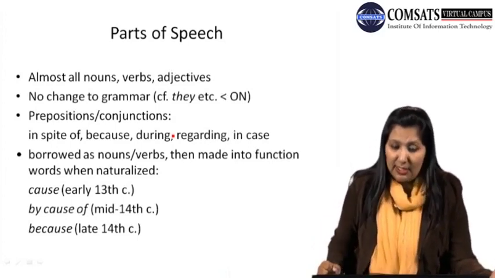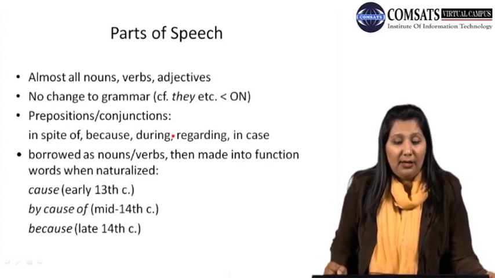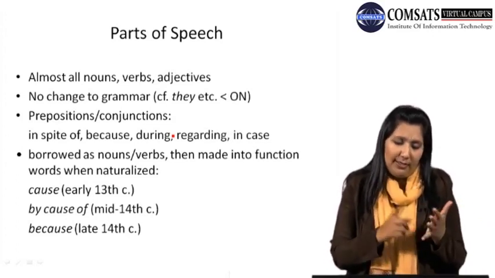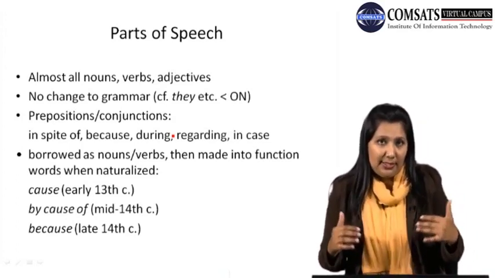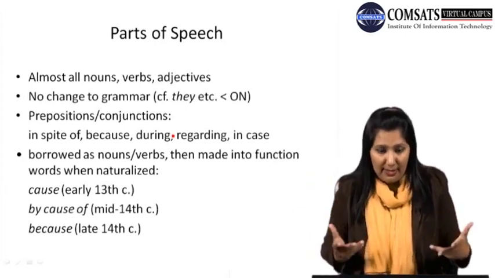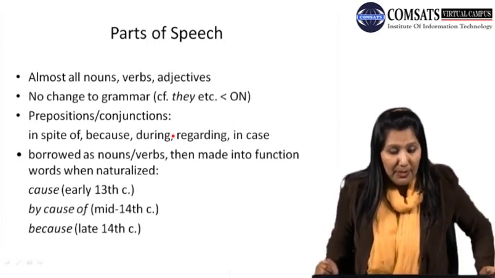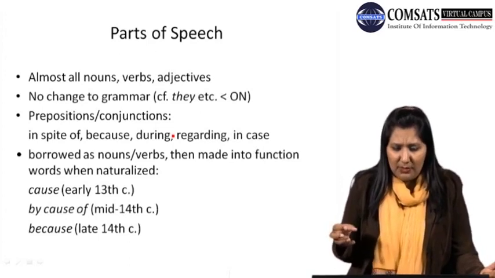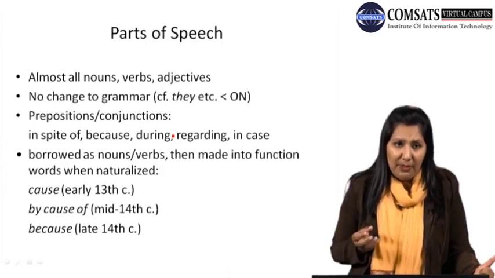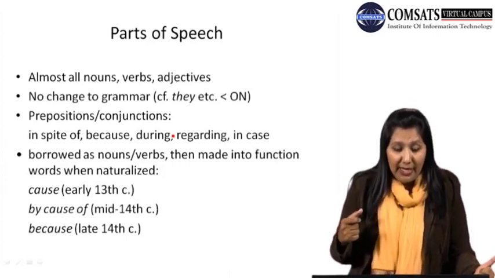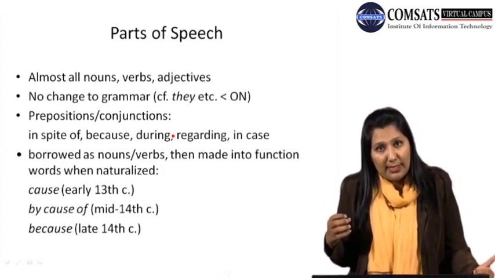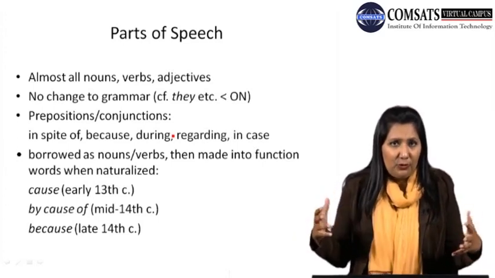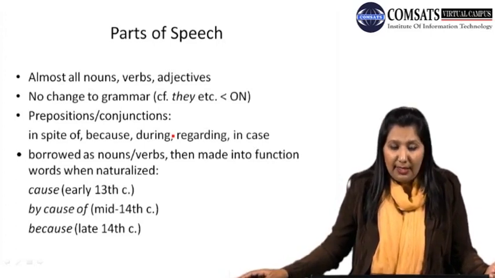Almost all nouns, verbs and adjectives that we see in the Middle English period, there is no change of grammar. A little change is there, but not major changes. As we have seen, the subject, verb, object structure is there. SOV, OVS, all the kinds of structures that are prevalent these days have come from the same origins, and they are the same as they are up till now. Some prepositions and conjunctions, for example in spite of, because, during, were there as well. They borrowed some as nouns and verbs, then made them into function words. For example, the word cause was used in the early 13th century, then by cause of started getting used in the mid 14th century, and then the word because started getting used in English in the late 14th century. These are different parts of speech and their features that we found in English.